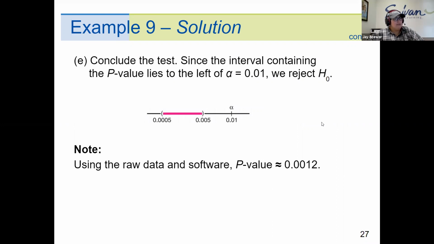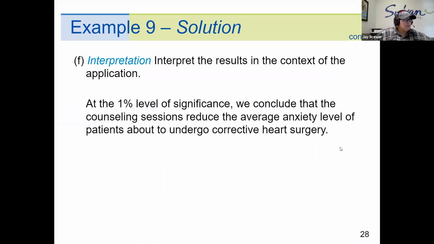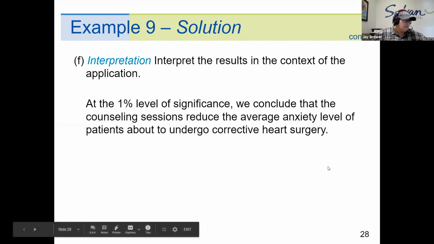Conclude the test. Since the interval containing the p-value lies to the left of 0.01, we reject the null hypothesis. Note, using the raw data in software, the p-value is roughly 0.0012. Interpret the results in the context of the application. At the 1% level of significance, we conclude that the counseling sessions reduce the average anxiety level of patients about to undergo corrective heart surgery.